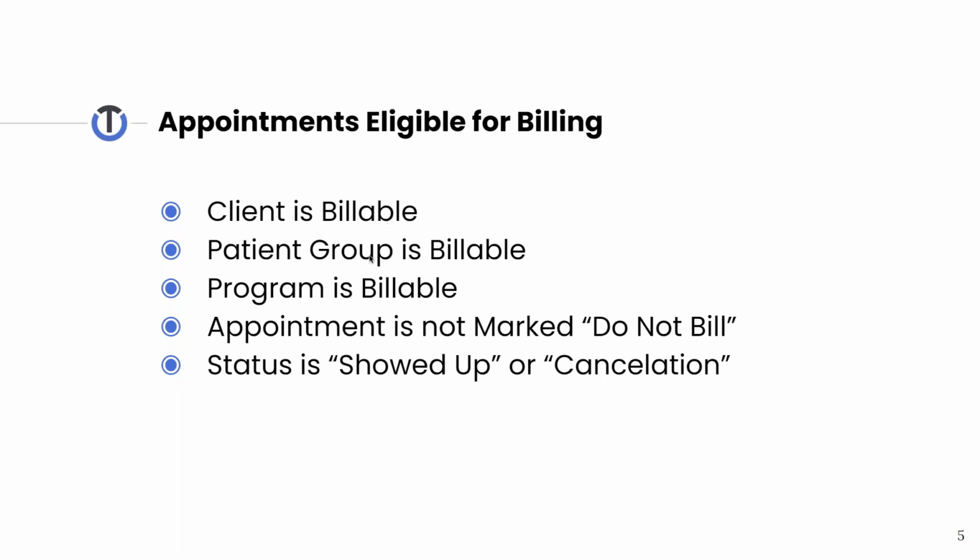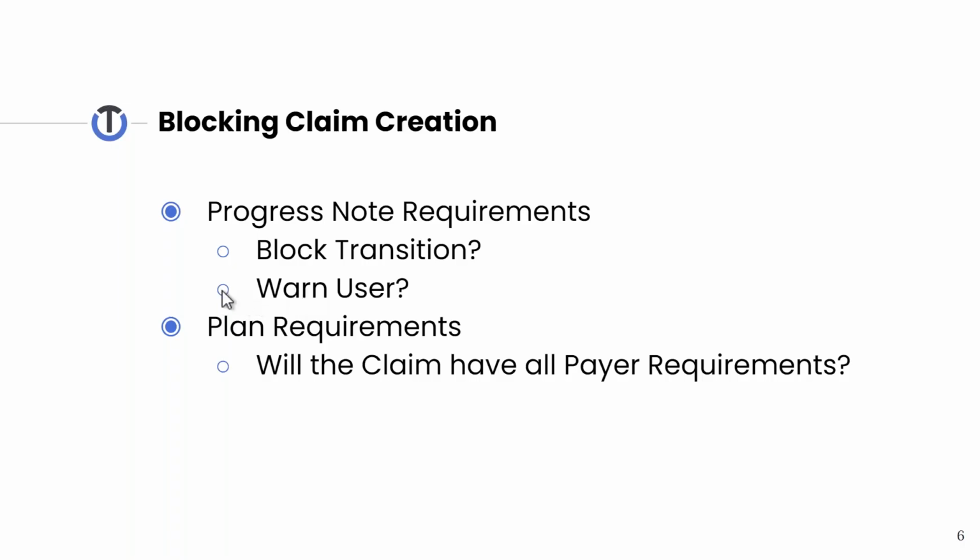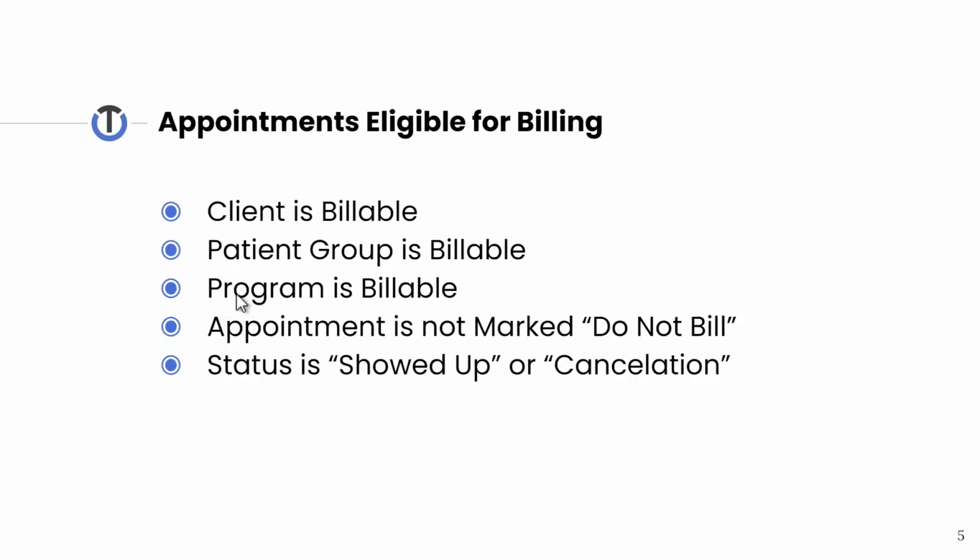If the patient group in the maintenance menu is marked as non-billable, so if the patient group in billing tracker is marked as non-billable, then that appointment won't go over for a claim. So we need to make sure the patient group indicated on the demographics form is in fact billable. We also need to make sure the program is billable. So the program on the appointment record that you select needs to be a billable program.